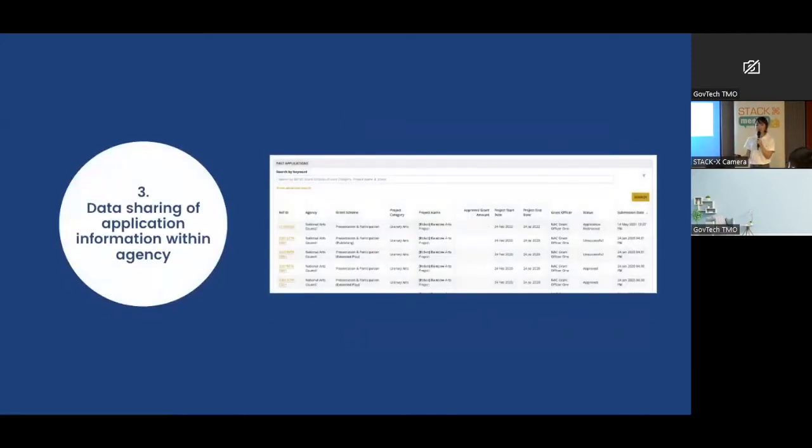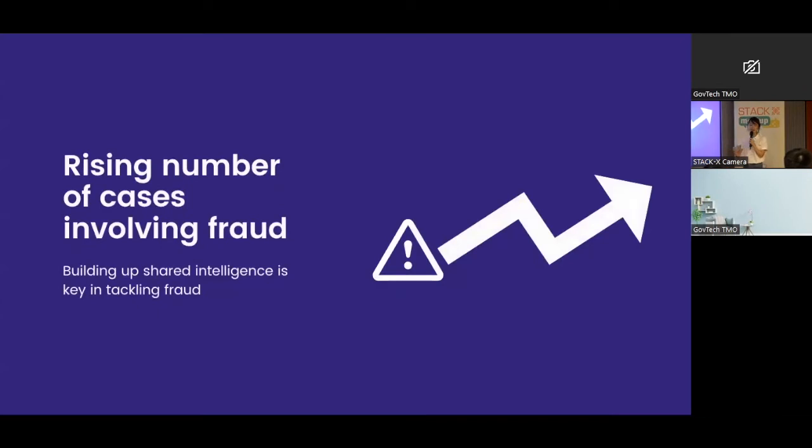Finally, we allow for the data sharing of application information within agencies themselves. So this helps for better grant governance, and it also allows officers to be able to check for instances of double dipping. And being able to check for these cases of fraud is important for any agency that deals with giving out money, right? Especially because in the recent few years, there has been a rising number of fraud cases involving government grant schemes, as well as the quantum involved as well. And we know that building up shared intelligence is absolutely key in tackling fraud.